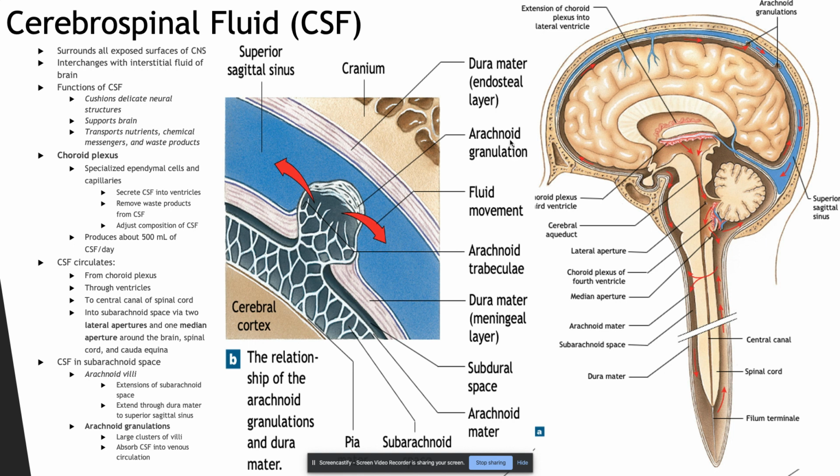So cerebrospinal fluid completely surrounds and bathes the exposed surfaces of the CNS. The CSF has several important functions, including the following: cushioning delicate neural structures, and supporting the brain. In essence, the brain is suspended inside the cranium and floats in the CSF. A human brain weighs, as we already talked about, 1,400 grams in air, but only about 50 grams when supported by CSF. The third function is to transport nutrients, chemical messengers, and waste products.